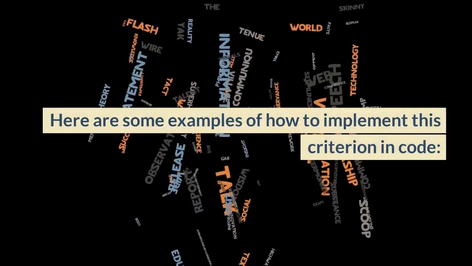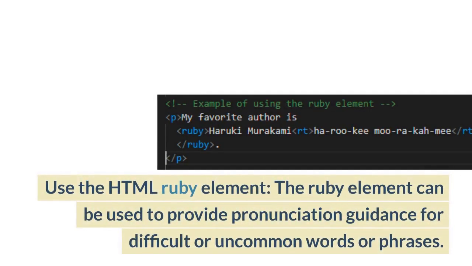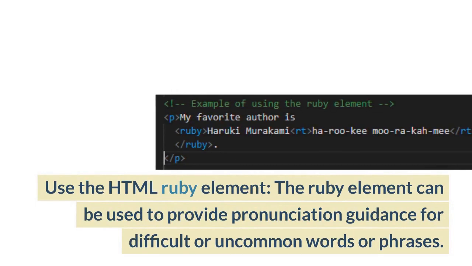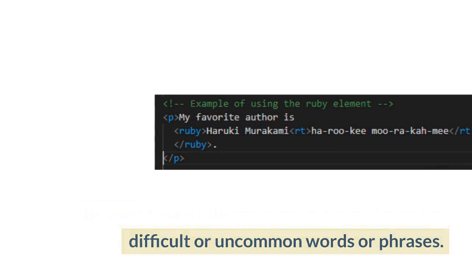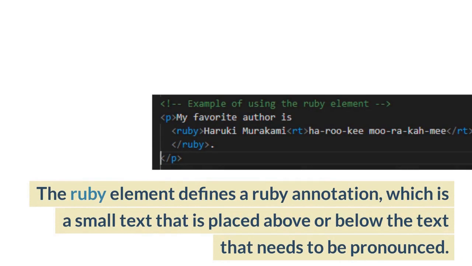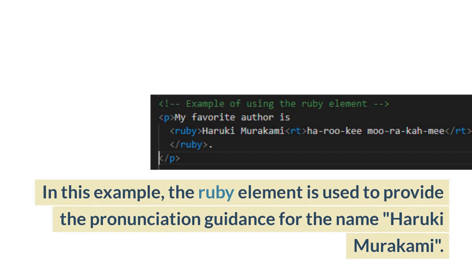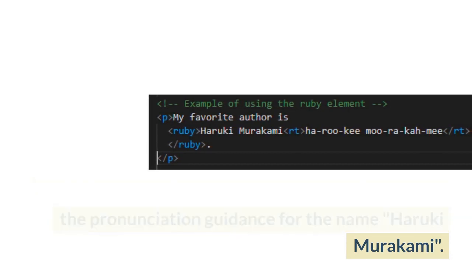Here are some examples of how to implement this criterion in code. Use the HTML Ruby element. The Ruby element can be used to provide pronunciation guidance for difficult or uncommon words or phrases. The Ruby element defines a Ruby annotation, which is a small text that is placed above or below the text that needs to be pronounced. In this example, the Ruby element is used to provide the pronunciation guidance for the name Haruki Murakami.